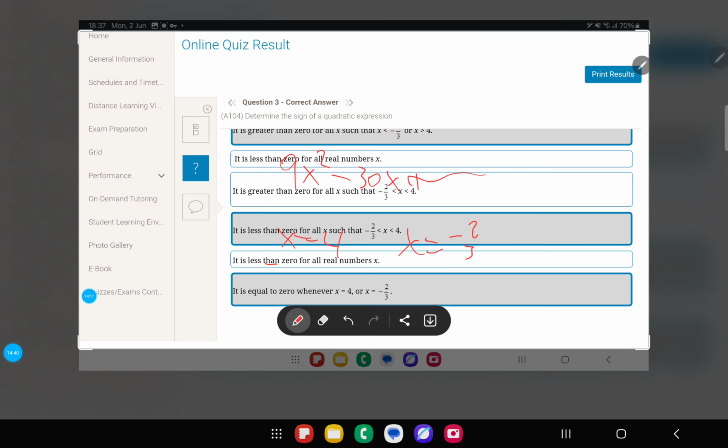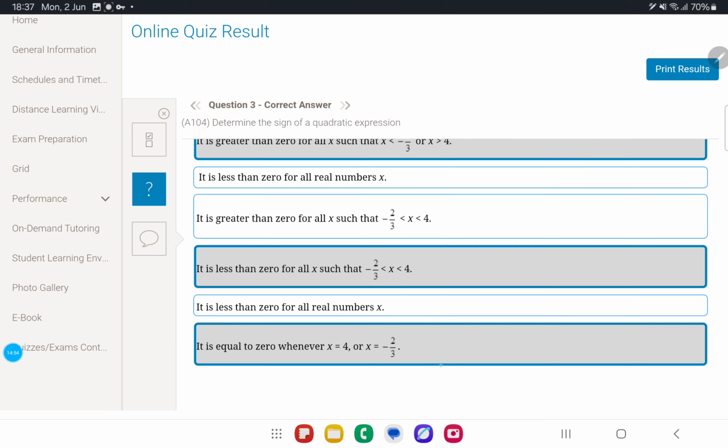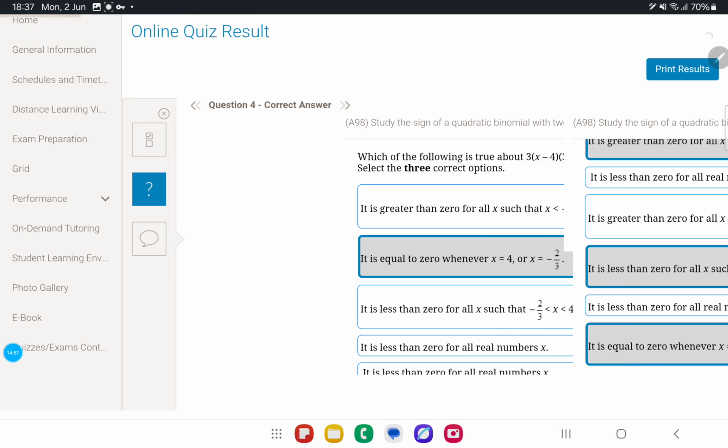We got these roots when this equation was equal to 0. So when it is equal to 0, x is equal to 4 and to negative 2 over 3, which is basically the roots. Okay, that's it. Very easy. You just have to understand what's going on.